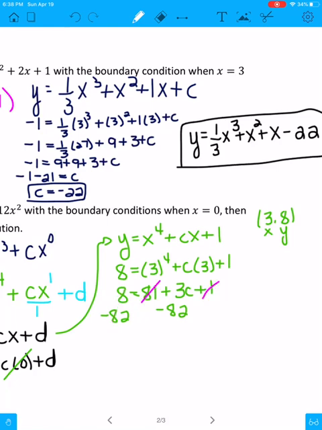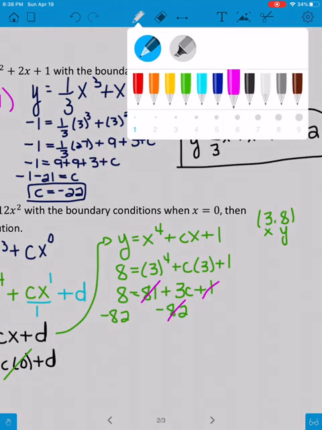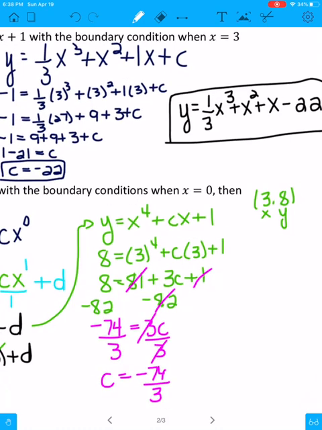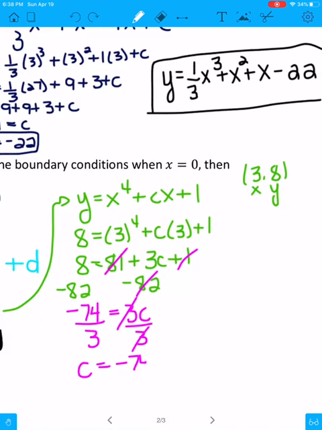Okay. So 8 minus 82 is negative 74 equals 3c. Divide by 3. And c equals negative 74 over 3. Which looks messy and bothersome. I'm really sick of my kindergarten handwriting here. 74 over 3. That's not much better.